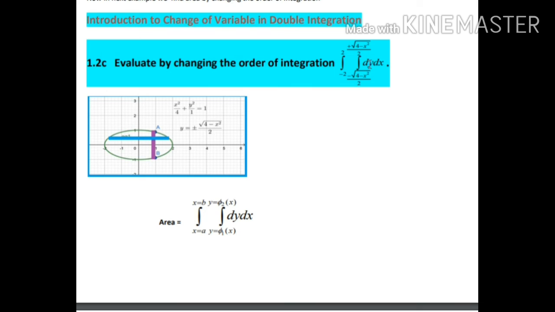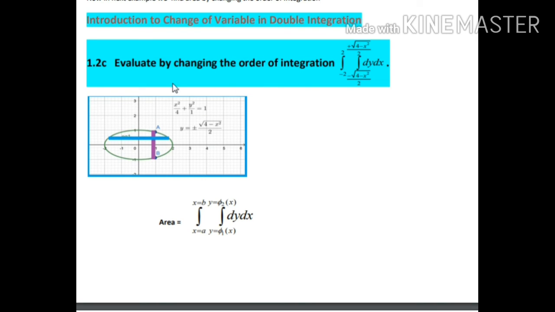We already know that if order is dy dx, that means our strip is vertical strip, and if we have to change the order of integration, then we have to change the strip. So we have to change the vertical strip to horizontal strip. So now the first step in this example is, first you have to plot the region of integration, because this region is not given to you. You are just given this question and you have to plot the region of integration.